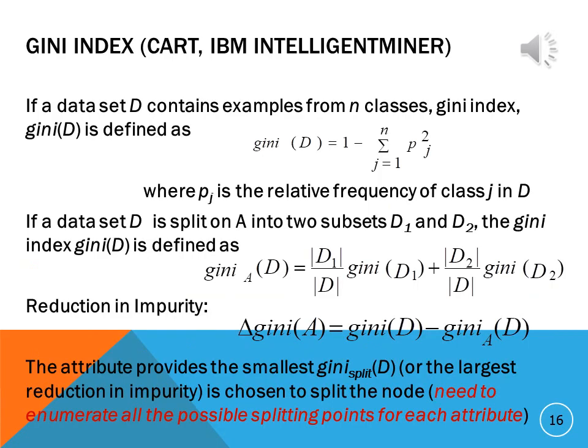Let's now explore the Gini index, a popular attribute selection measure used in the CART algorithm and tools like IBM Intelligent Miner. The Gini index measures the impurity of a dataset. For a dataset D with n classes, it is calculated as 1 minus the sum of squared probabilities of each class. When a dataset is split using attribute A into subsets D1 and D2, we compute the weighted Gini index for the split. The attribute that results in the lowest Gini index, or the highest reduction in impurity, is chosen for splitting.